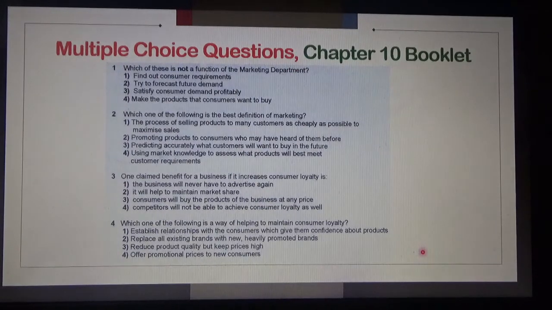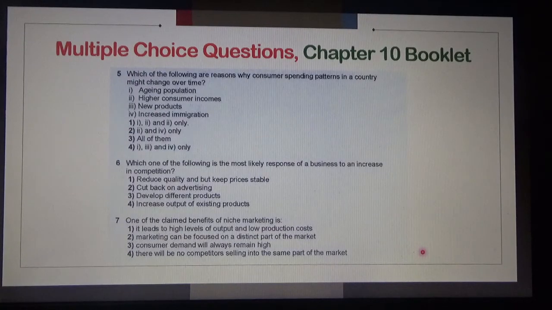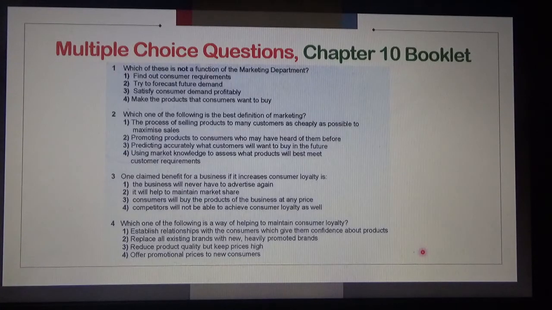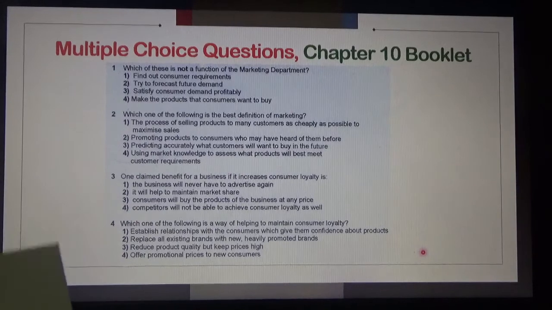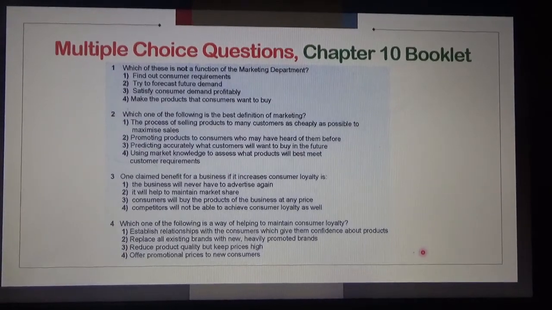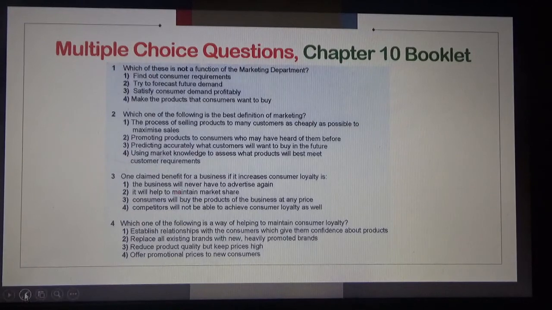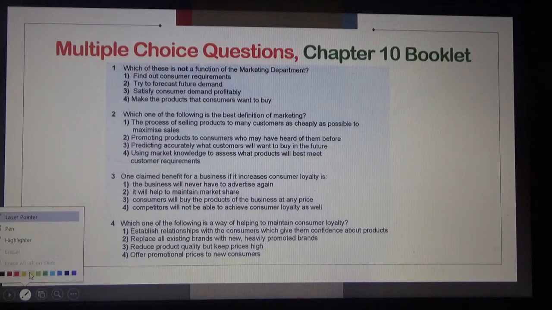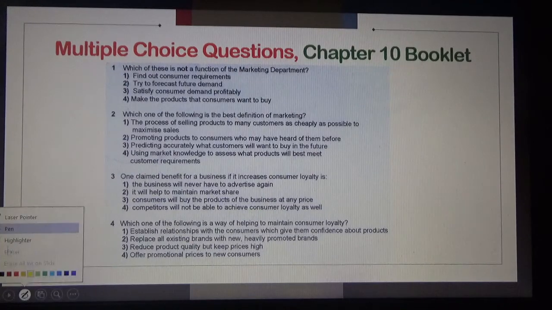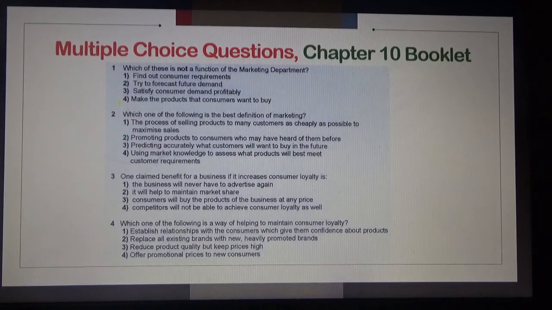Now let's go to the multiple choice questions in chapter 10 from the booklet again. Let's go to number 1. Which of these is not a function of the marketing department? Let's mark it. Just get the highlighter and start highlighting our answer so you can get back to it. The answer is number 4, make the products, because it's not the work of the marketing department to produce. It's for the production department to do production of goods.